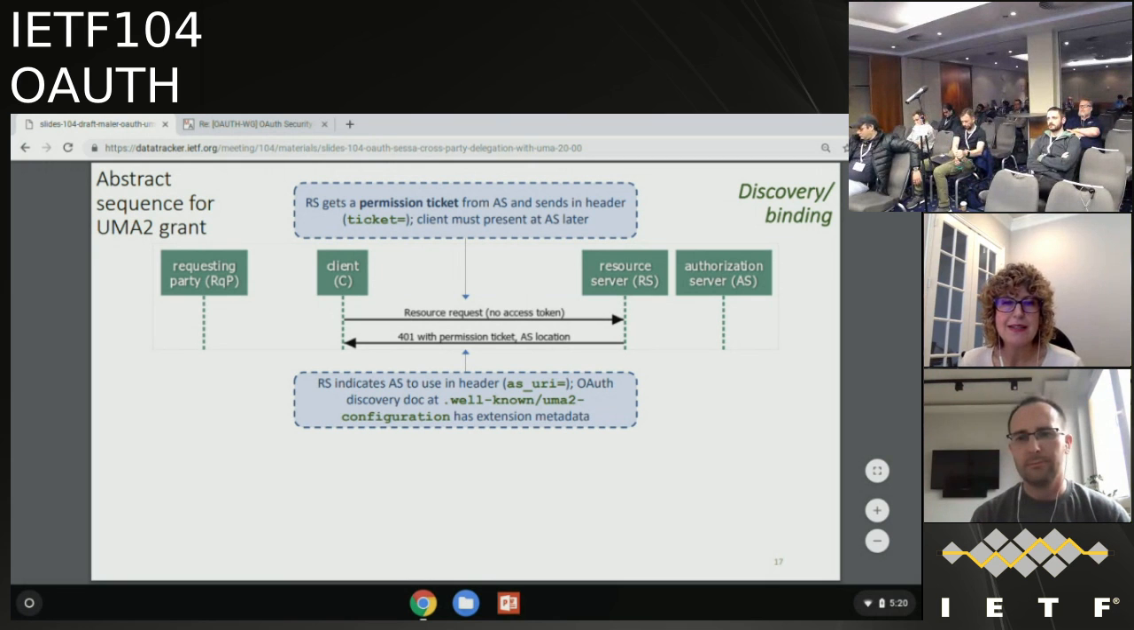The RS also indicates in this step what AS to go to. So it's going to do some AS discovery. It does this in a header, AS_URI. Based on this, the client is going to be able to go to a discovery doc. We just reused the OAuth discovery doc and added a little bit of extension metadata to it. We missed by a timing thing. We didn't point to the final RFC for that because of a timing skew.